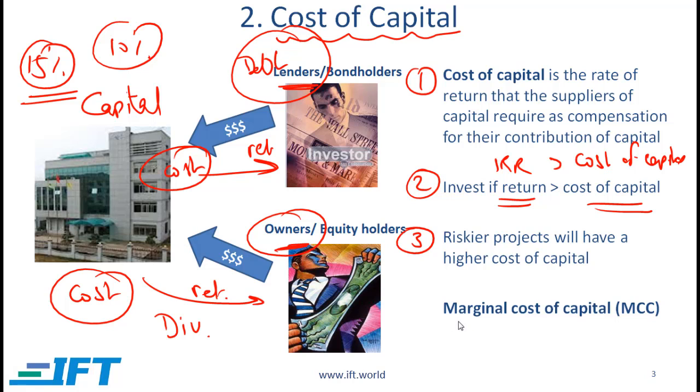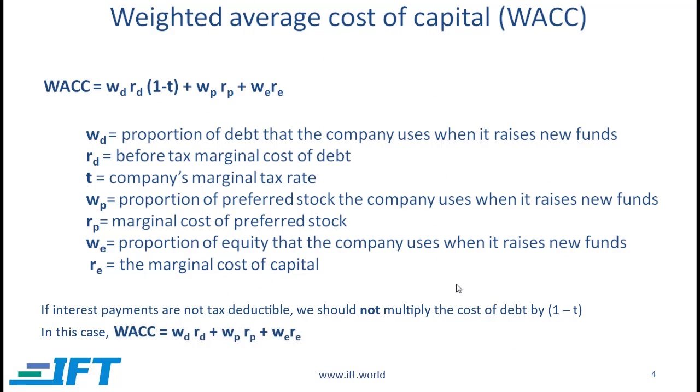And finally, in terms of terminology, you will hear the term marginal cost of capital. Marginal means additional. So marginal cost of capital means what's the cost of raising additional capital. When we talk about investment return greater than cost of capital, we are really talking about the investment return being greater than the marginal cost of capital. Another related term, which is quite commonly used, is weighted average cost of capital, or WACC. And that is what we will talk about on this slide.